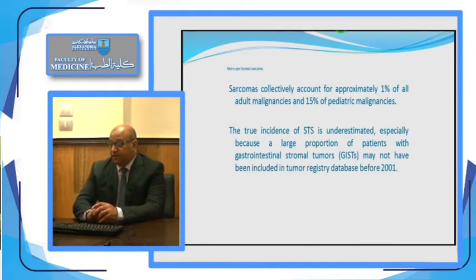Sarcomas collectively account for approximately 1% of all adult malignancies and 15% of pediatric malignancies. The true incidence of soft tissue sarcoma is underestimated, especially because a large proportion of patients with gastrointestinal tumors may not have been included in tumor registry databases before 2001.